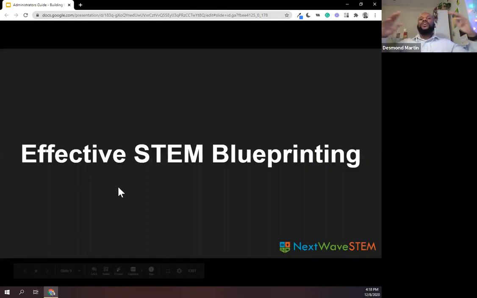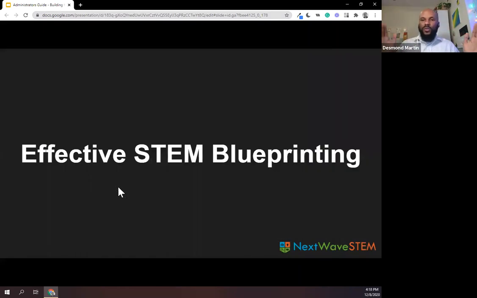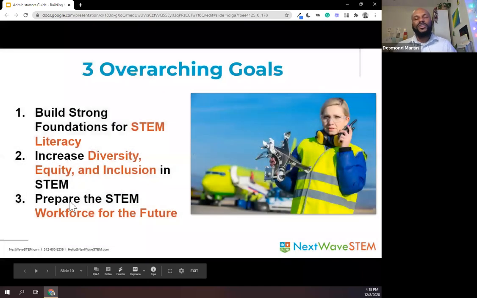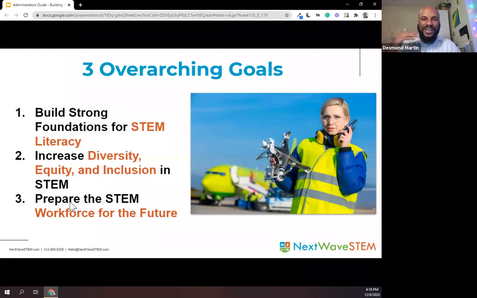So that's where we are. That's kind of the idea of where we want to get to. And now we want to talk about how we get there. How can we do some effective blueprinting from where we currently are, more traditional education, towards effective STEM learning. And the first thing we want to do is really establish 3 overarching goals. If we take our next steps with these 3 goals in mind, we are going to be better than good. We're going to be great at building effective STEM programs.